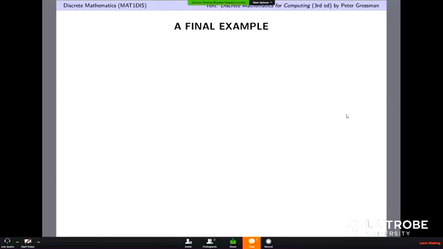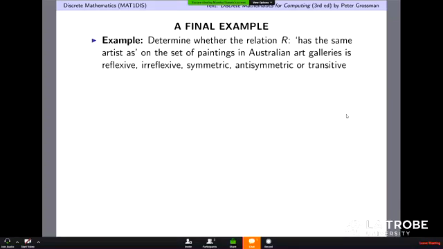A final example. Determine whether the relation R, has the same artist as, on the set of paintings in Australian art galleries. Look at whether X is related with X. Of course, reflexive. Any X that you choose, a painting has the same artist as itself. One painting is drawn by an artist, so the way it is related with itself is obvious. Then the next one, there is no such X, so definitely it's not irreflexive.